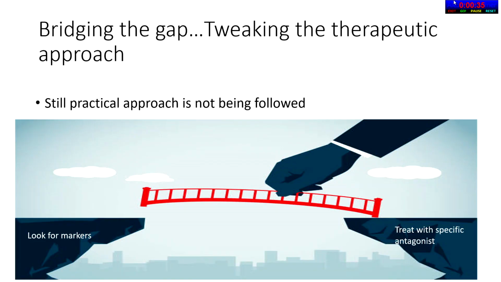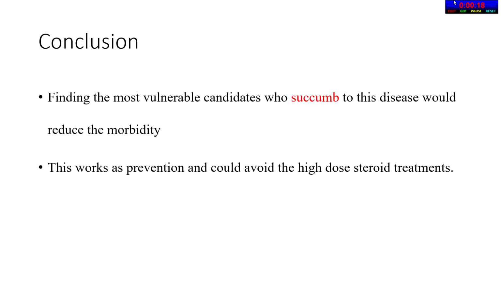So just by tweaking the therapeutic approach, like looking for markers in patients with thyroid disorder and treating them early with a specific antagonist, we could probably prevent them from developing a bigger proptosis or a visually debilitating condition. So to conclude, finding the most vulnerable candidates who succumb to the disease would reduce the morbidity, works as a prevention, and could avoid high-dose steroid treatment.